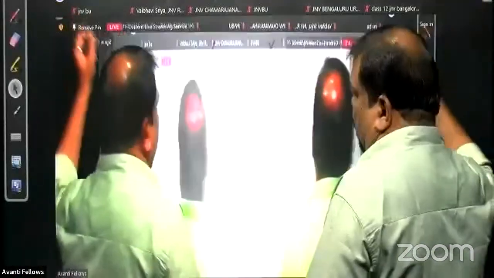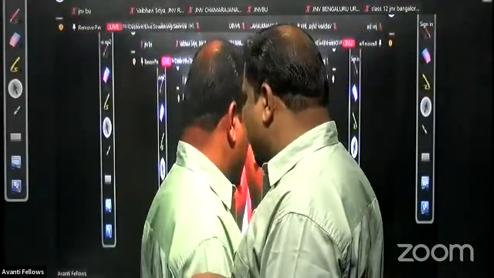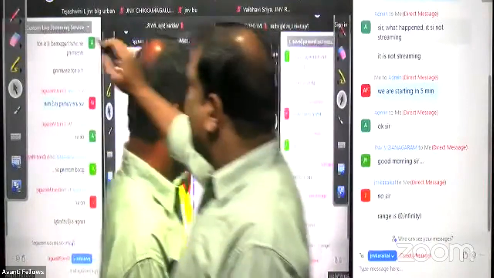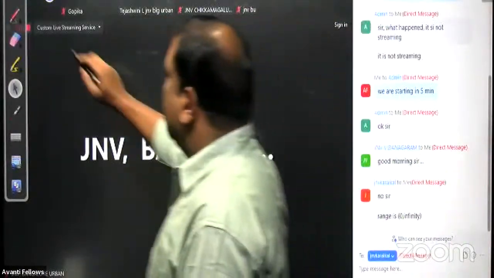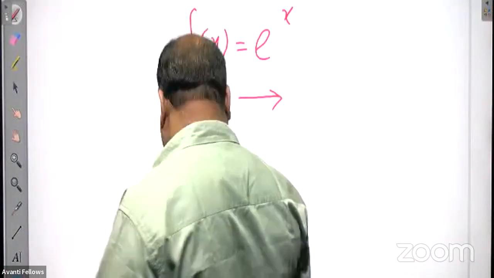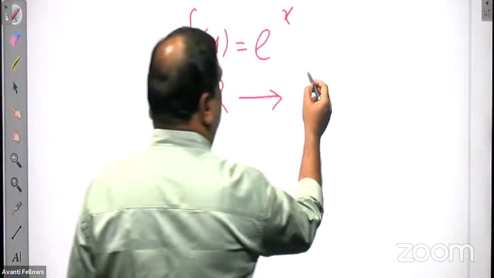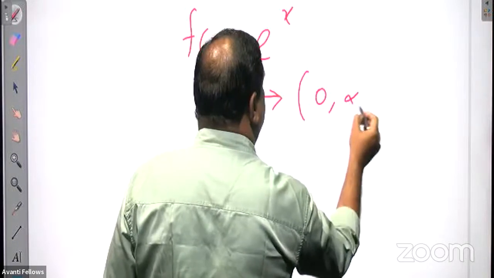Let me see if anybody is giving any answer in the chat box. Range is 0 to infinity. Okay, open interval 0 to infinity. JNV Karaikal, good. That's the correct answer. So the range contains only values from 0 to infinity.